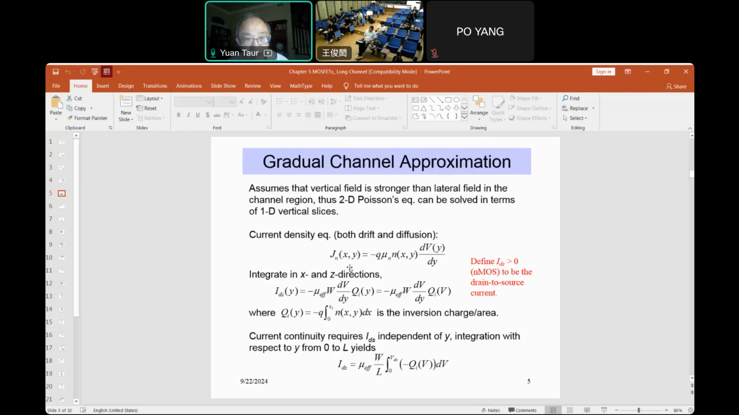So first, this is the current density. Current is in the y direction, because that's the only direction that the current mainly flows. And so to get current, the current density is current per area in the x and z direction.